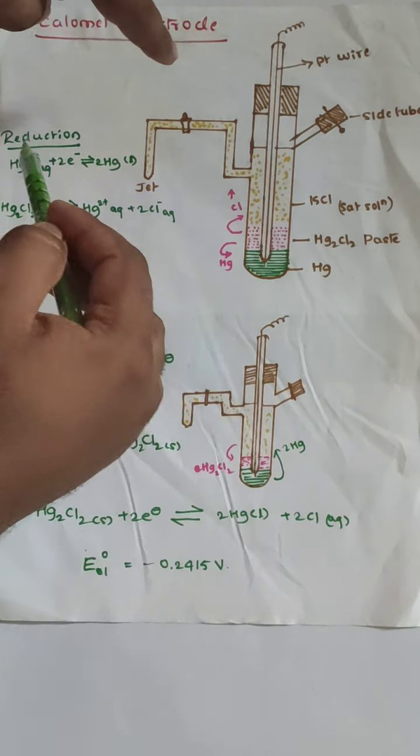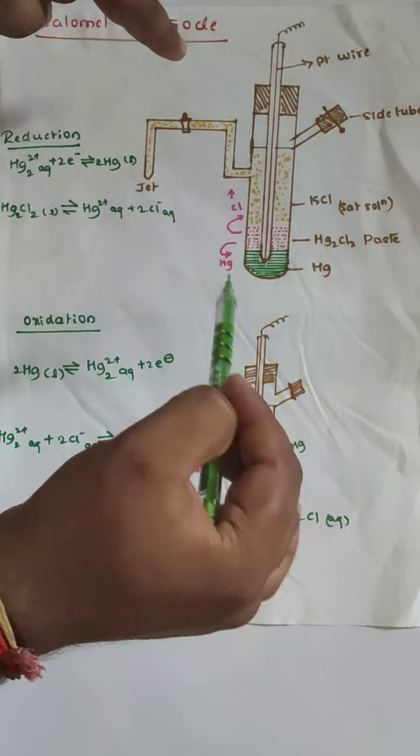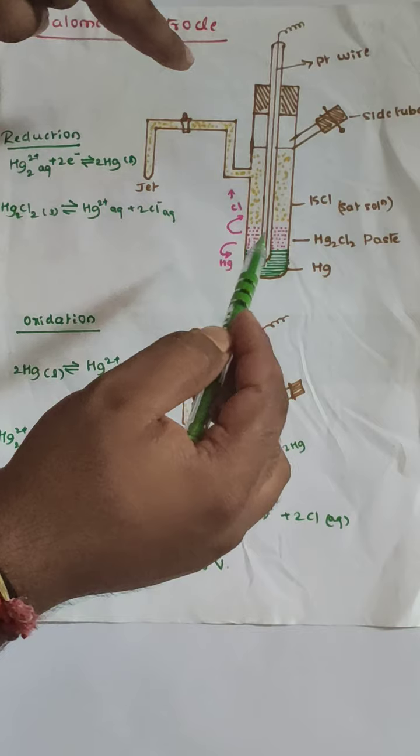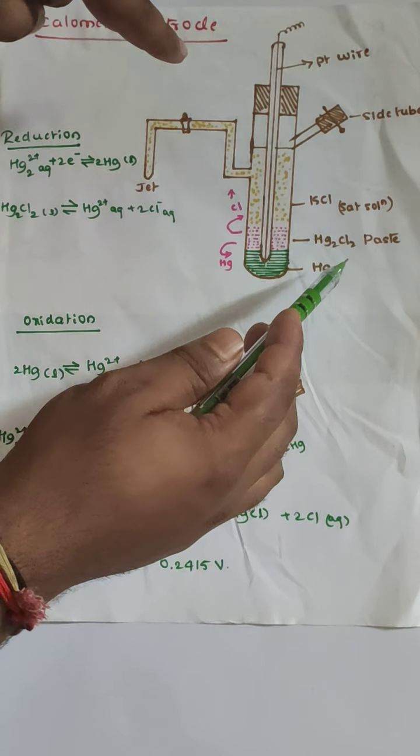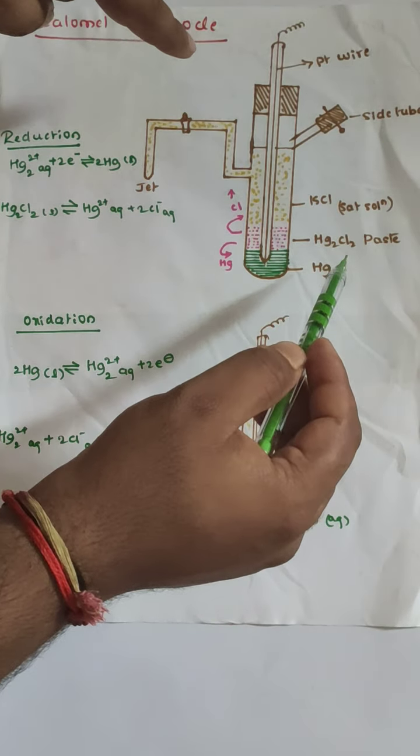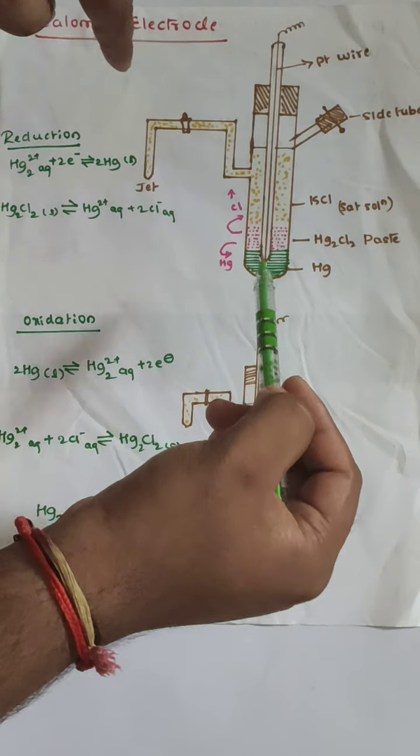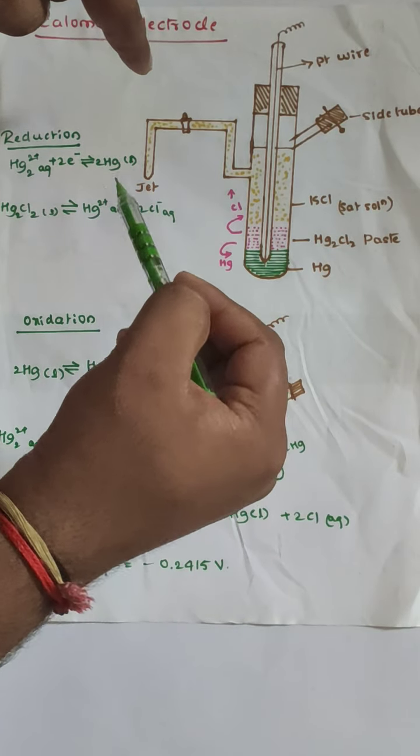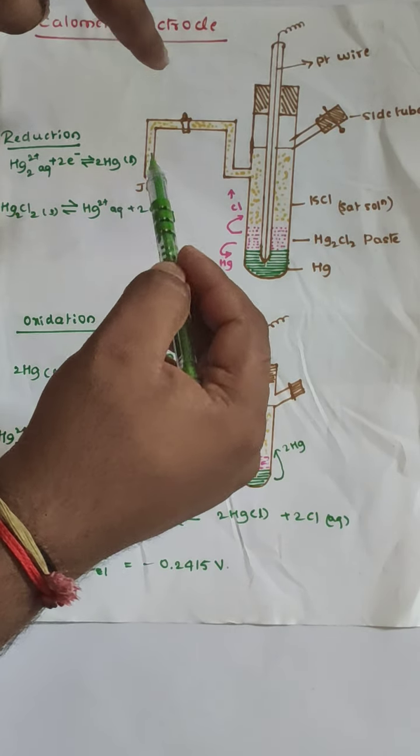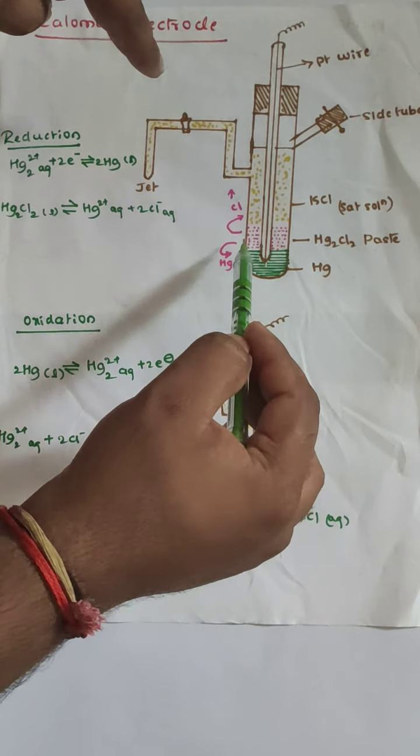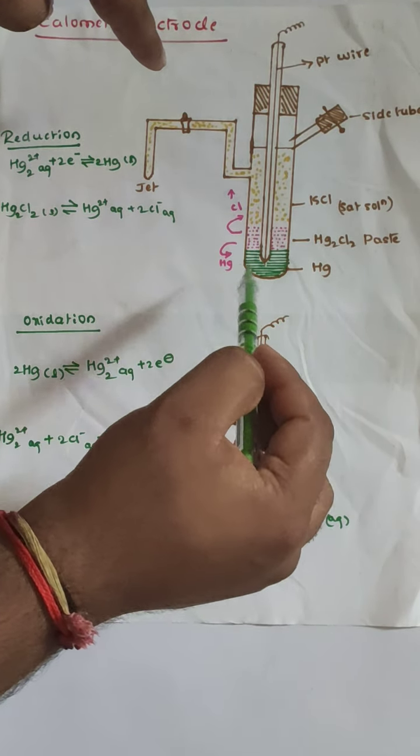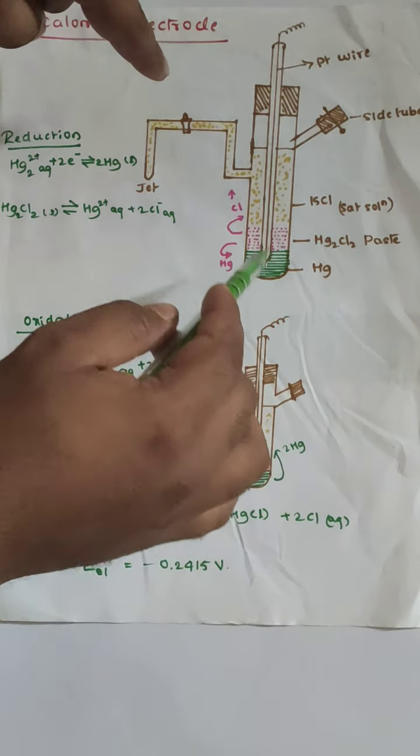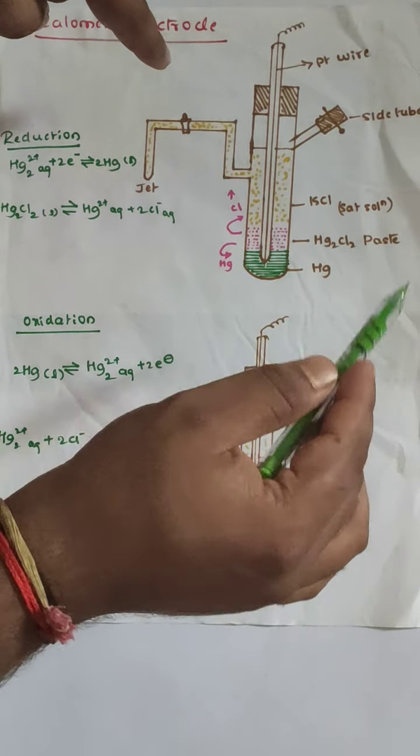During the reduction process, the Hg2 2+ ions furnished by the mercurous chloride gain 2 electrons and form Hg, that is, they convert into mercury, and this settles down. Therefore, in this case the amount of calomel decreases.